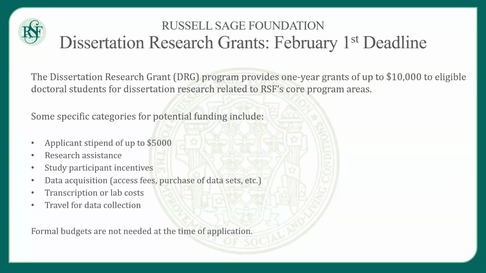So some areas that you can get potential funding for is an up to $5,000 stipend. This could cover your rent potentially, which we all know is something that everybody needs these days. Research assistance, study participant incentives. So if, for example, you are doing surveys and you need to pay your survey participants $20 gift cards, this could be used towards that. Data acquisition, transcription or lab costs, and travel for data collection.